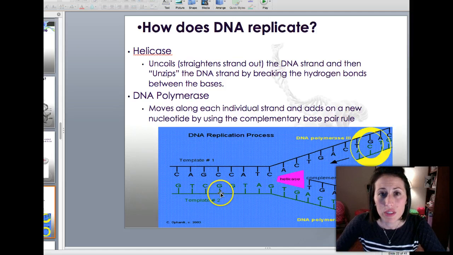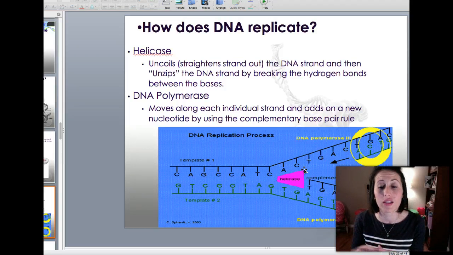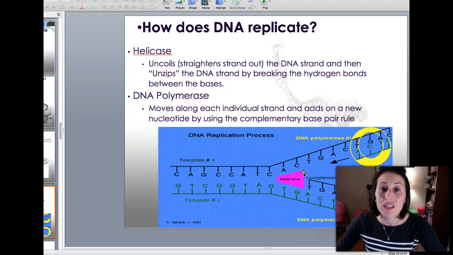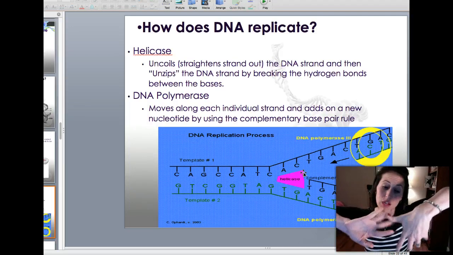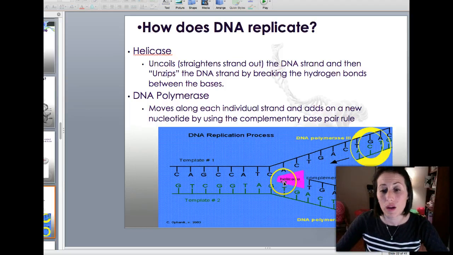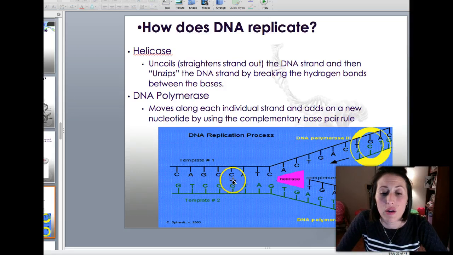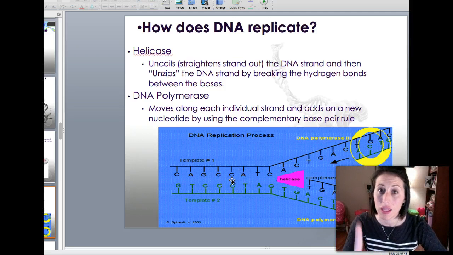So the very first thing when DNA replicates is that this enzyme, or a special protein called helicase, comes in and it acts like a zipper, okay? It's going to uncoil or straighten out the DNA. So DNA is all twisted up. It's going to straighten it out so that it's like this, and then it's going to come in right here, and this helicase is going to open up that DNA strand, okay? And it does that by breaking these hydrogen bonds that are between every single matching base pair, okay? So that's the first enzyme, is helicase.